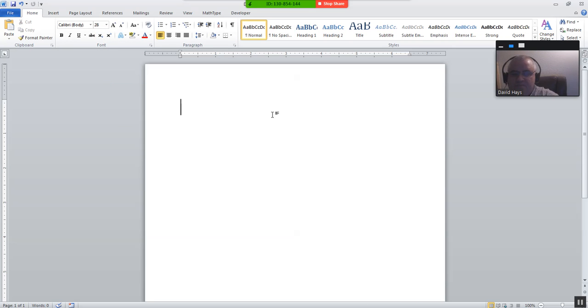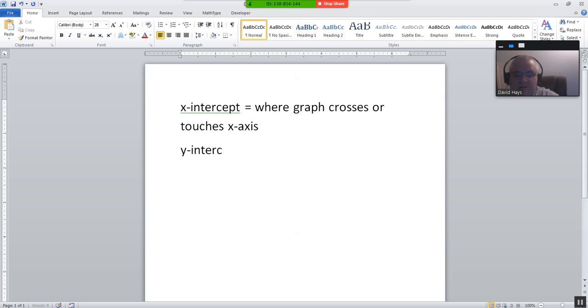Okay, so the x-intercept is where the graph crosses or touches the x-axis. And the y-intercept is where the graph crosses or touches the y-axis. Although I'll focus on the linear, if you had something that had a higher power like quadratic, it might cross in 2 places for the x-intercept. So you might have multiple locations.